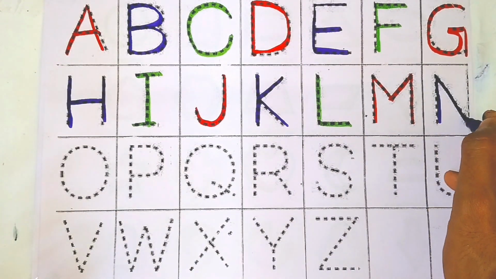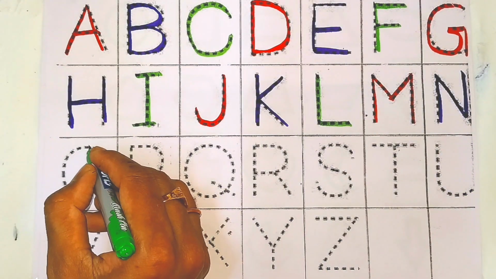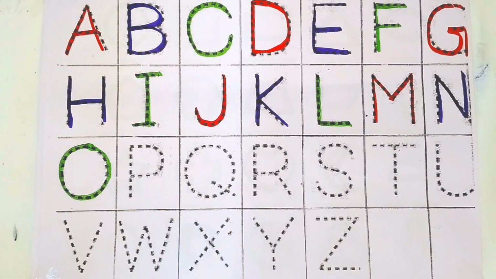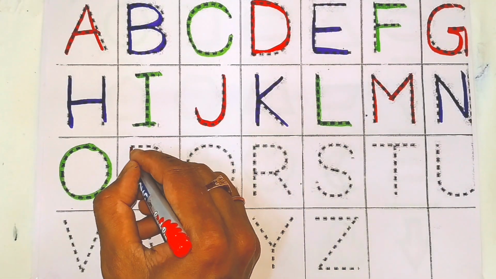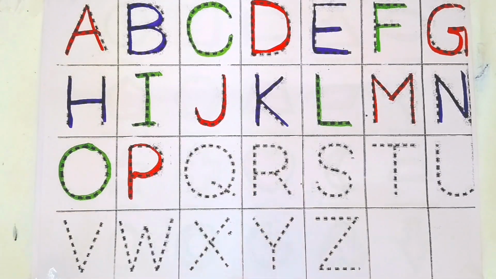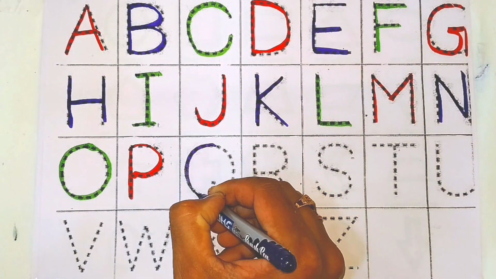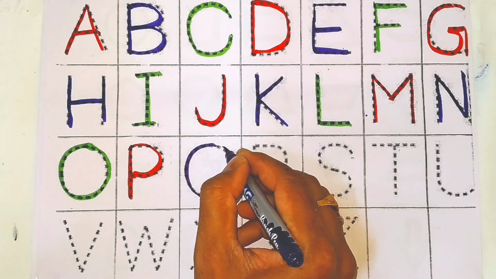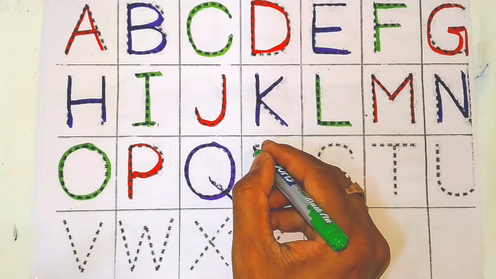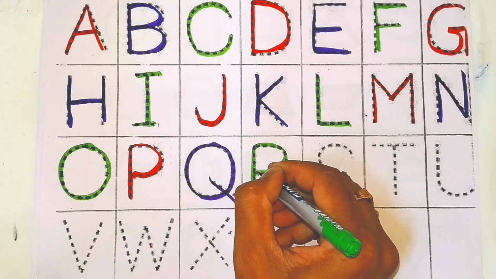N for nightingale, N for nest. O for owl, O for orange. P for peacock, P for parrot. Q for quail, Q for queen. R for rabbit, R for rose.